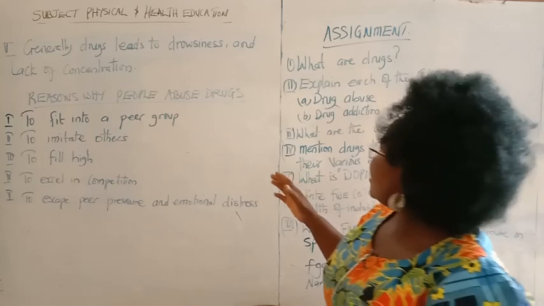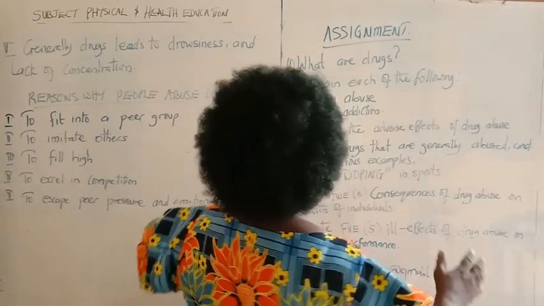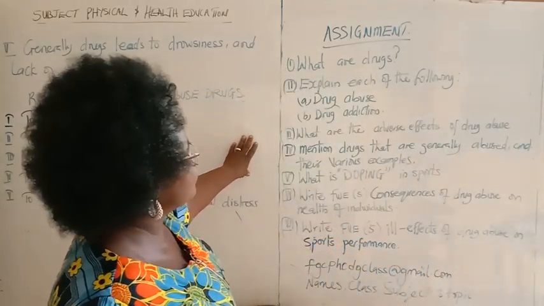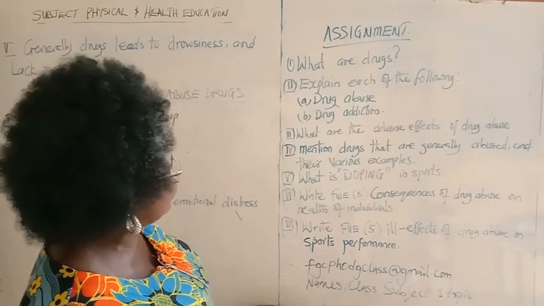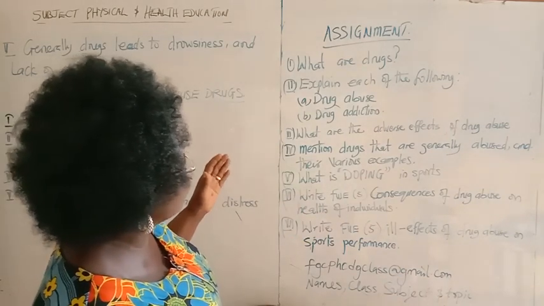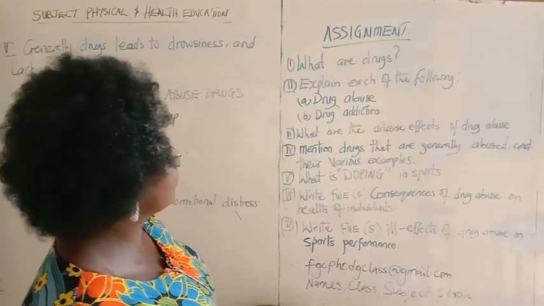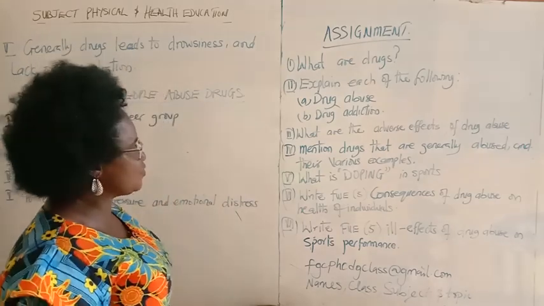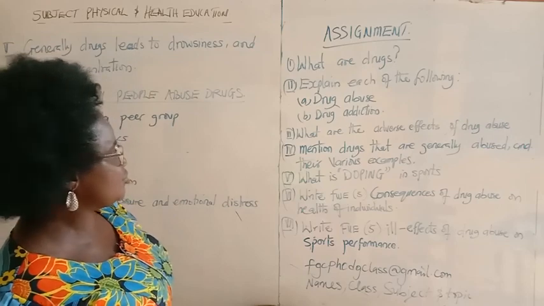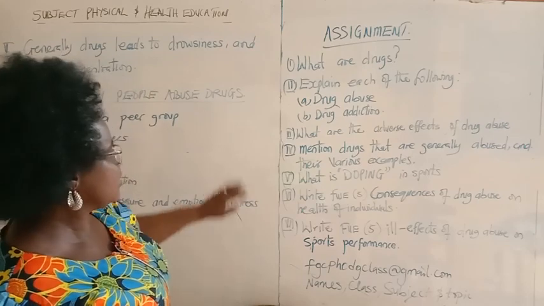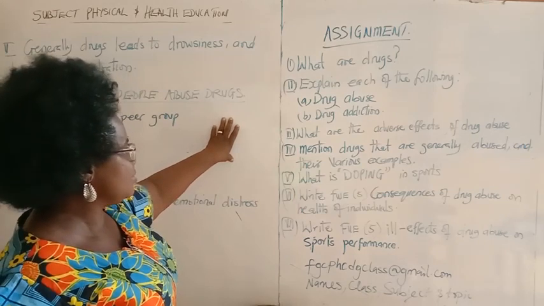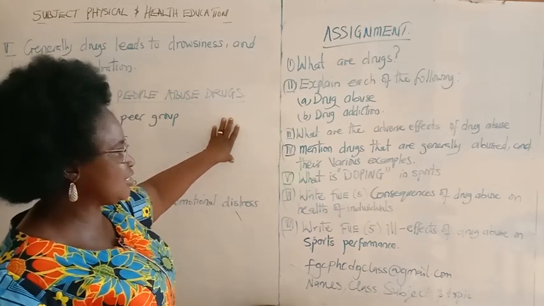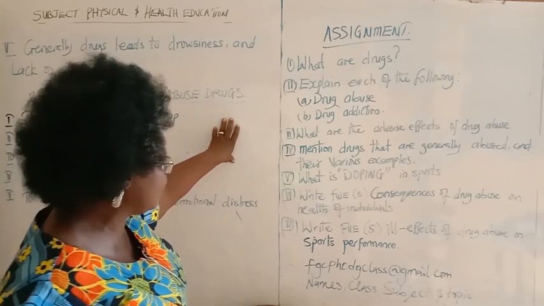Now, there are assignments we need to do at the end. When you read it well, understand it well, and do the following assignments. Now, the assignments go like this. 1, what are drugs? 2, explain each of the following: drug abuse, drug addiction. Now, the third one, what are the adverse effects of drug abuse? The fourth one, mention drugs that are generally abused and their various examples.